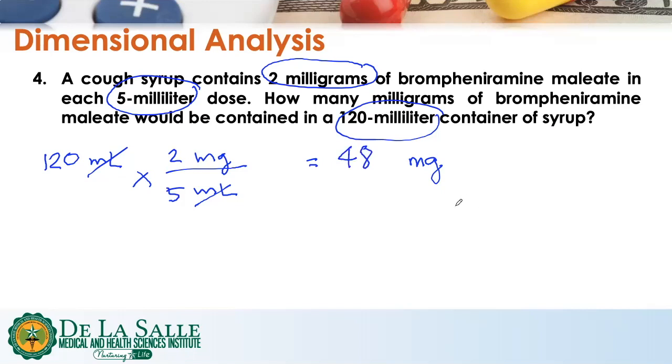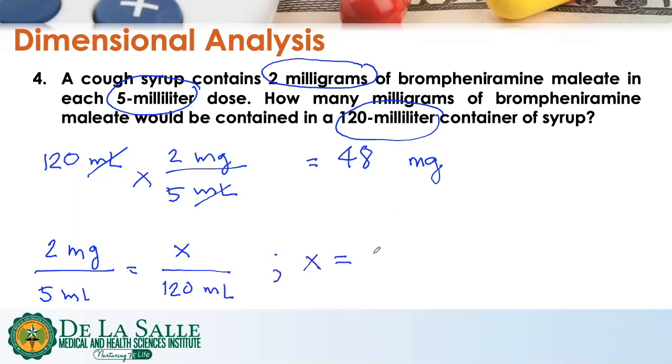Just like before, we can also calculate this using ratio and proportion. We know that 2 milligrams of brompheniramine maleate are contained in 5 milliliters of the syrup. We want to know how many milligrams X of brompheniramine maleate can be found in 120 milliliters of the syrup. We calculate for the value of X, and that will still be 48 milligrams.